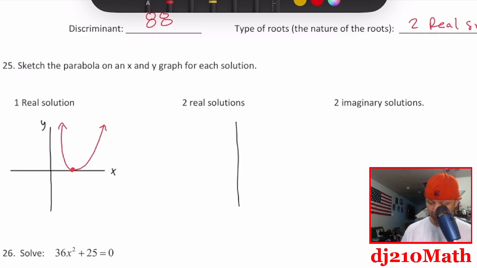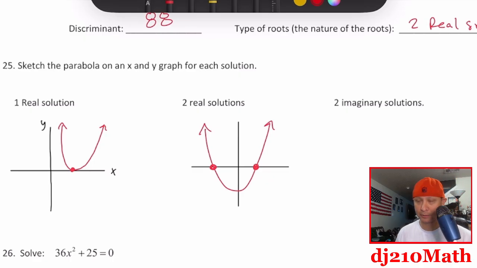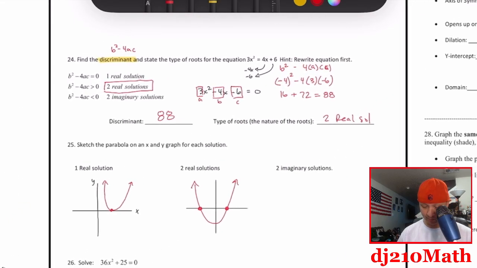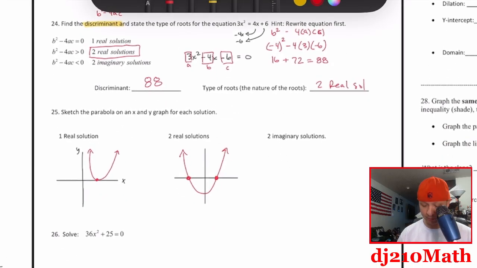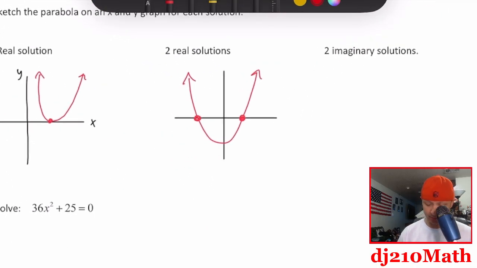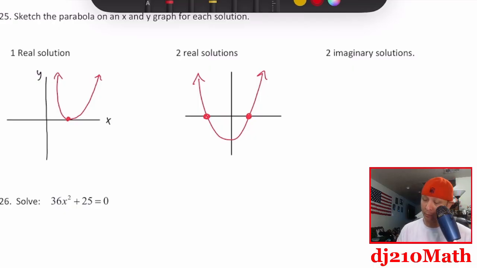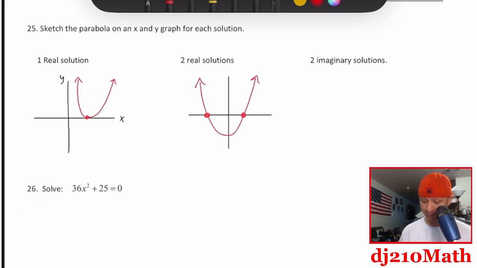For two real solutions, again, x and y, two real solutions, meaning it crosses the x-axis twice. This is the case that we just had above, right? Here we had a discriminant of positive 88. Whatever equation it comes from will have two real solutions that look like this, more or less.